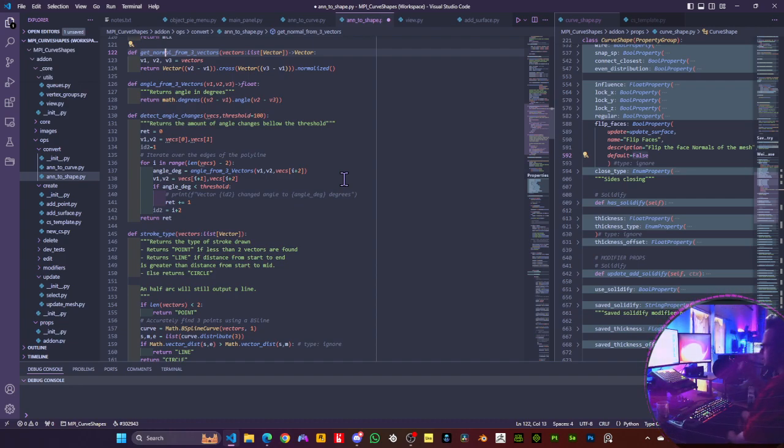So last night I was going through some code that I've been working on for a while. That is to try and figure out what the user draws on screen. So if you draw a square, a triangle, a circle, an arc. I was working on that, and today I'm going to show you a little bit of how I'm trying to achieve that.